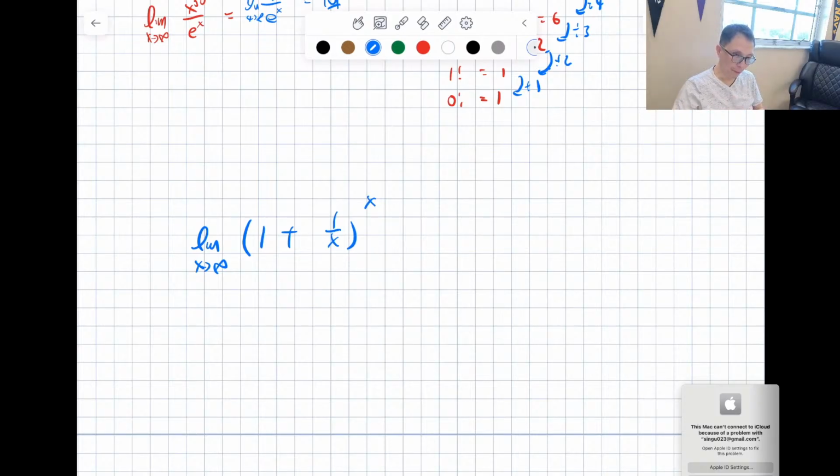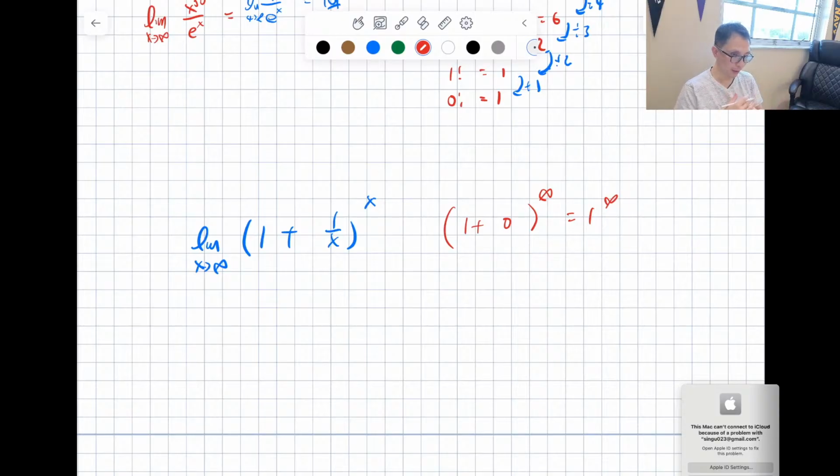But what happens if you approach infinity? 1 plus 0, right? To the infinity, right? You get 1 to the infinity, which is known as indeterminate form. So that means I have to apply L'Hopital rule. But how do I apply L'Hopital rule? If I want to apply L'Hopital rule, it must be in a fraction. Is this a fraction? No. But we can make a fraction happen.